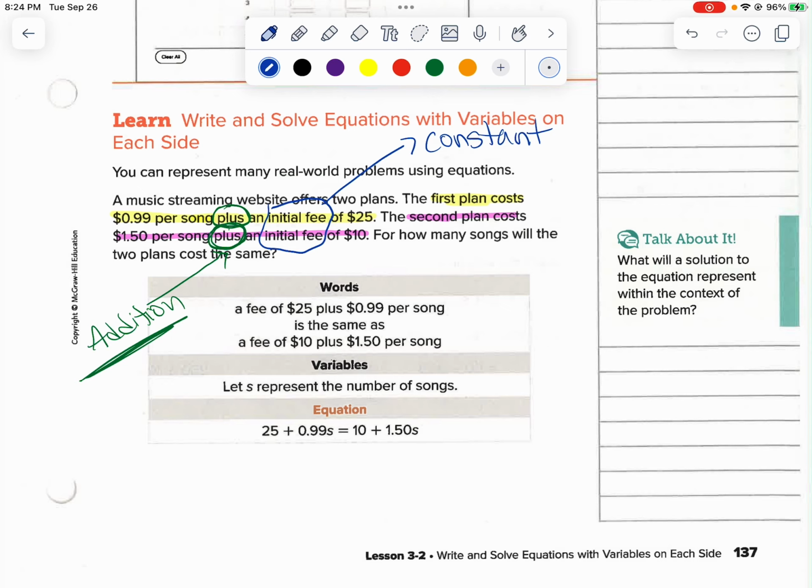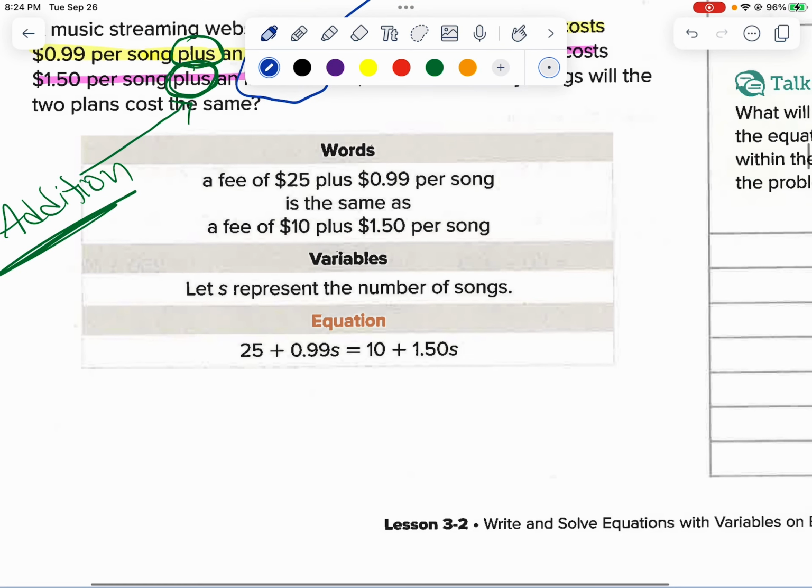Okay, so let's look down here at what they have. It gave you the problem in words, then you have to figure out what the variables are. You have to tell me what the variable is going to be, or whoever your teacher is. If you look at this right here, it tells you that the variable is S and what the variable stands for. And yes, I should have picked a different color. Sorry about that. S is going to stand for the number of songs.